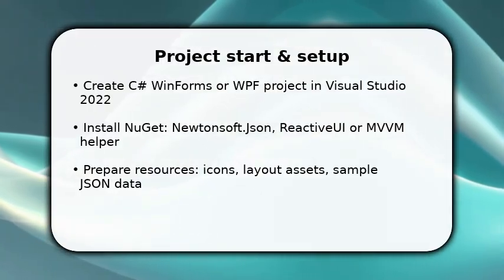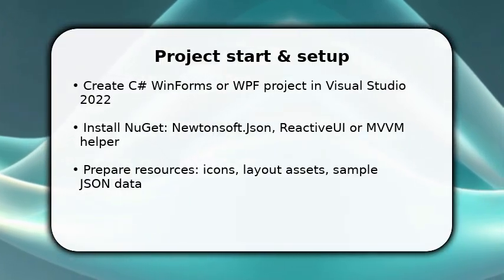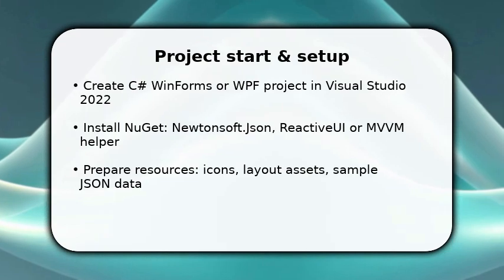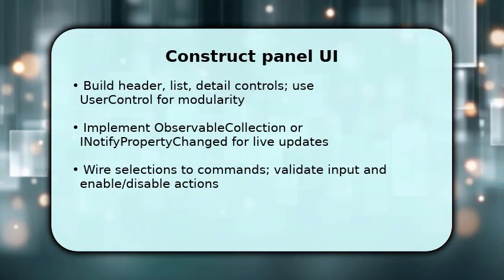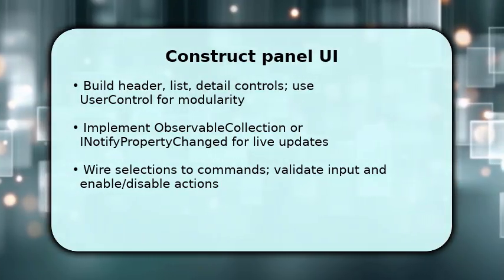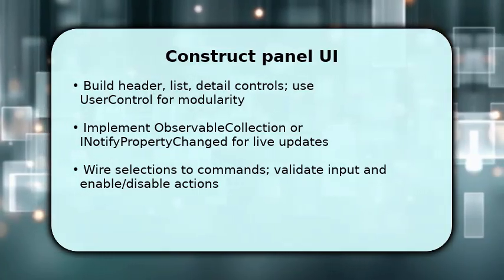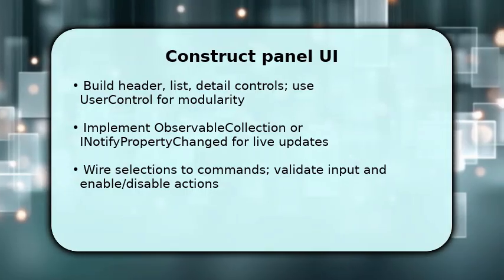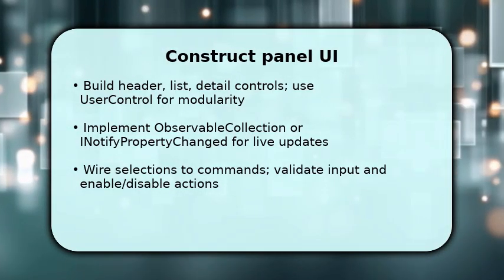Begin by sketching the panel structure, header, list, detail pane, so you can implement controls in that order and test each piece as you go. You now build the panel, create a user control for the header, a virtualized list for items, and a detail pane for properties. Use ObservableCollection or INotifyPropertyChanged so UI updates automatically when models change. This prevents manual refresh bugs.